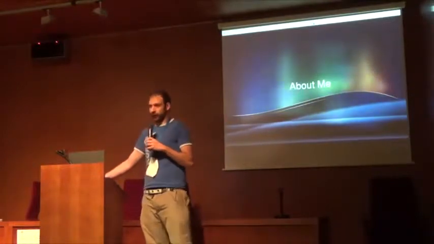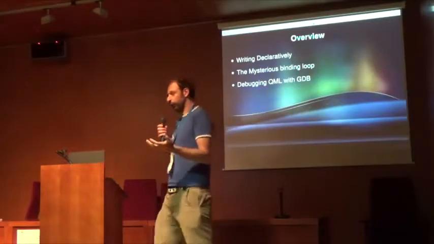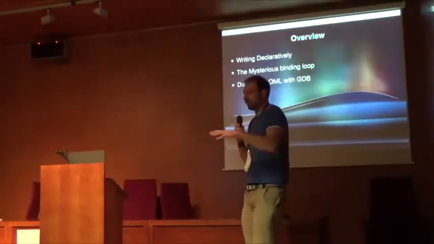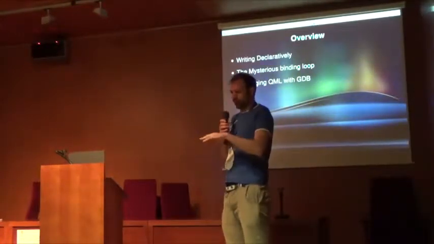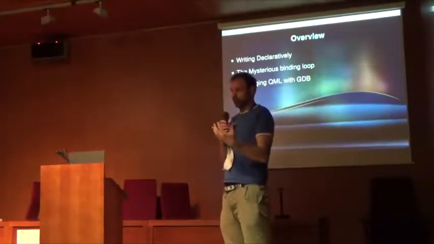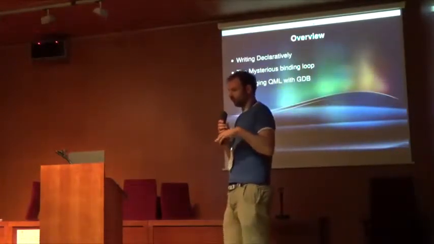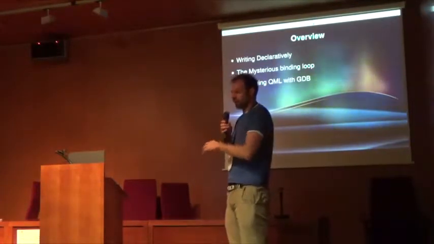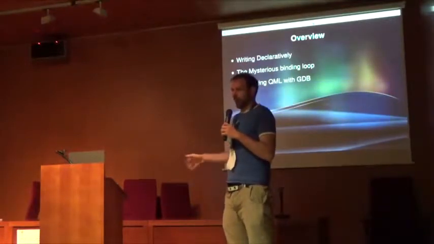And if you've done any QML, the first thing you find is problems with binding loops and you don't know how to solve them. So I'm going to talk about three different things. Writing declaratively, what your binding loop means, because I think there's been some confusion, because I get to see other Plasma developers talking about things and getting some things wrong. And most importantly, how to use GDB with QML, because I use GDB any time I have a problem.